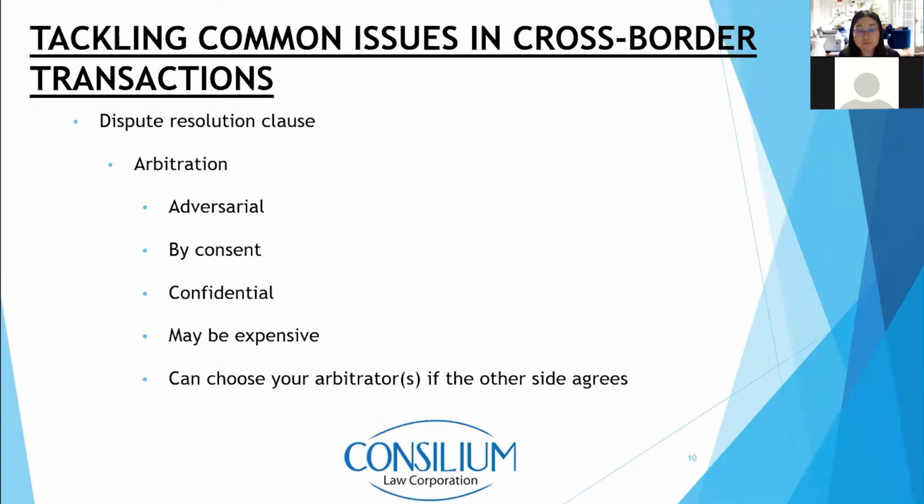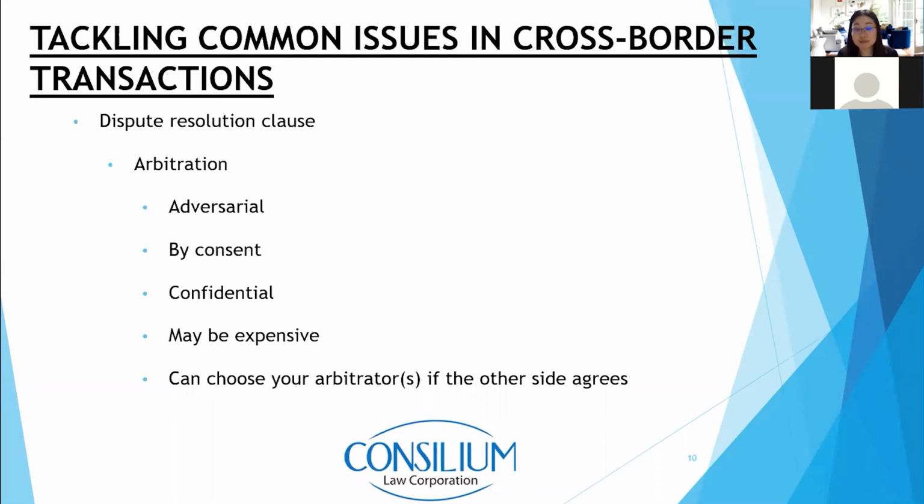Arbitration is a confidential, adversarial form of dispute resolution, which is by parties' consent. It may be expensive, but the difference between arbitration and litigation is that in litigation, the court appoints the judge hearing your matter, so you don't have any power to choose who will hear your matter, unless of course you challenge the judge's ability to hear a matter. But in arbitration, you can choose your arbitrator if the other side agrees. This means that if you know that your contract should be read a certain way, you can actually choose the arbitrator that you know would be favorable towards that interpretation.